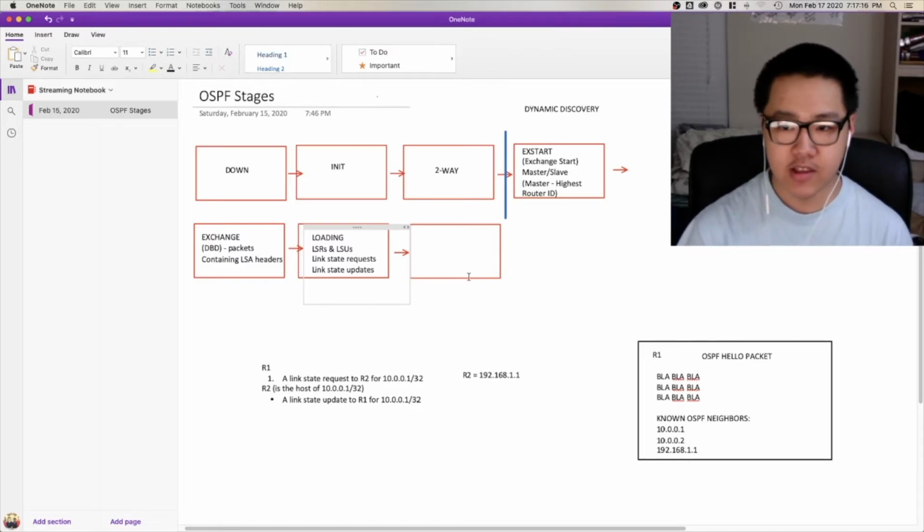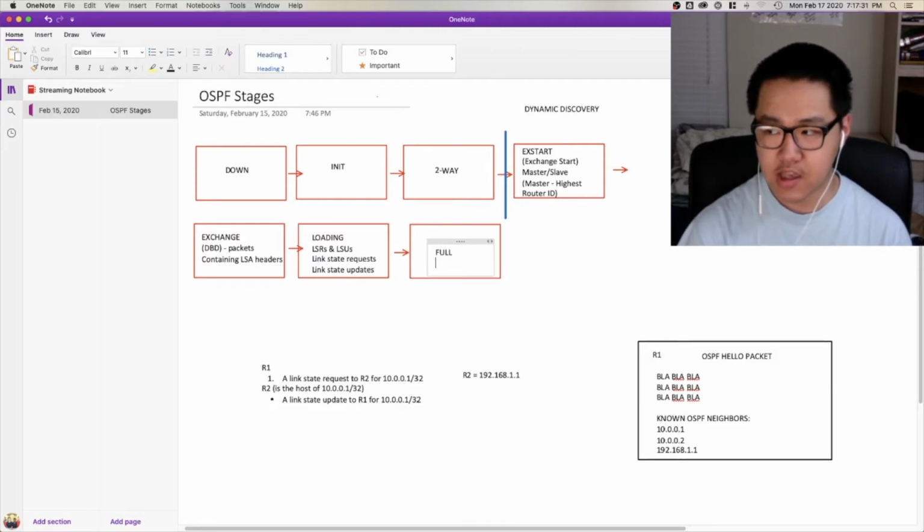And after the loading state, after they have concluded beyond a reasonable doubt that their databases are consistent, well, I shouldn't be saying topology database, that's the EIGRP term, their link state databases are consistent, now we move into the full state, where we have a fully established OSPF adjacency.